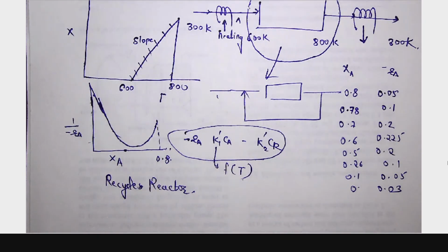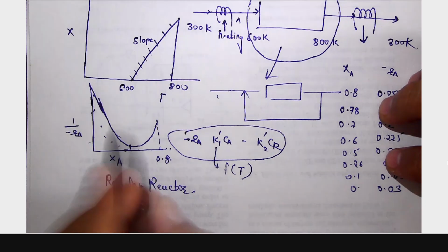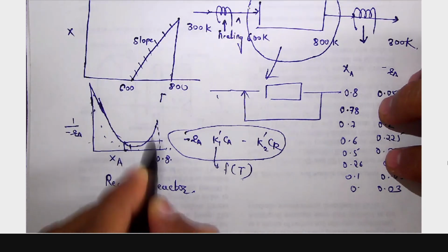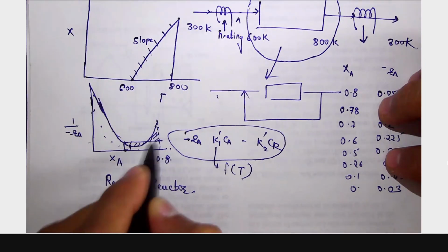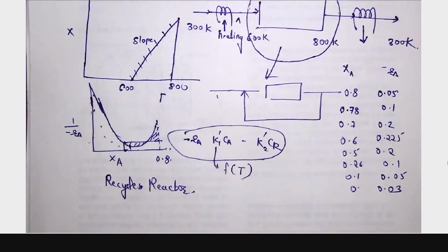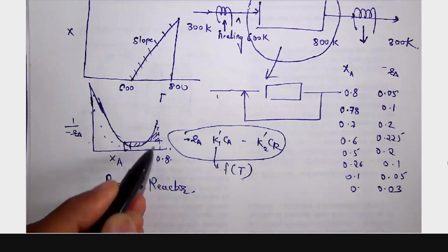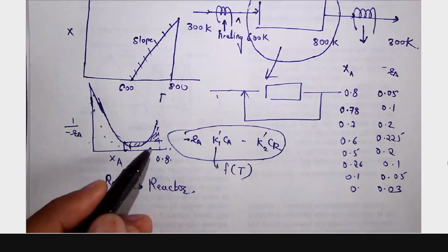So the rest of the calculation, I hope you know how to go about it. Generally we balance this area with this area, maximizing the outer area so that the area inside the curve is minimum, and so the minimum volume or minimum catalyst will be required.